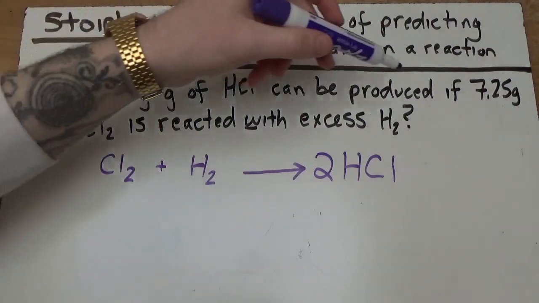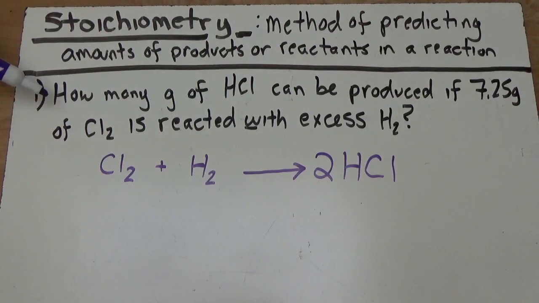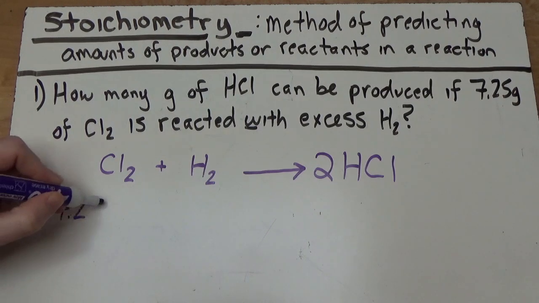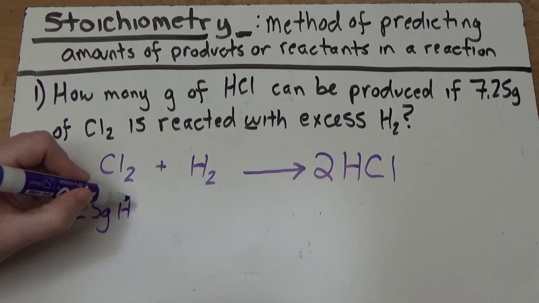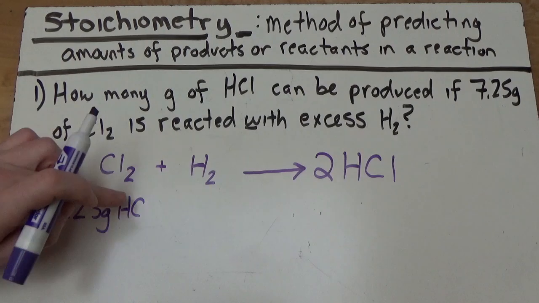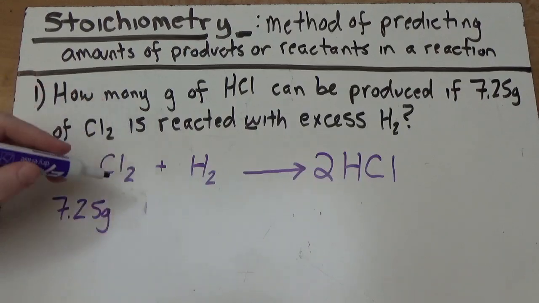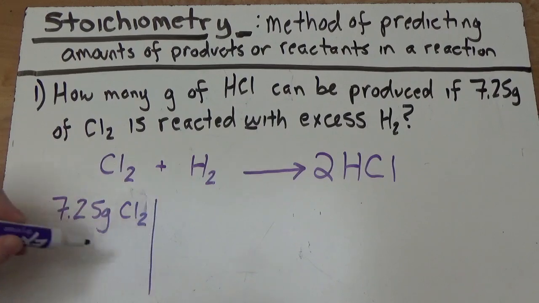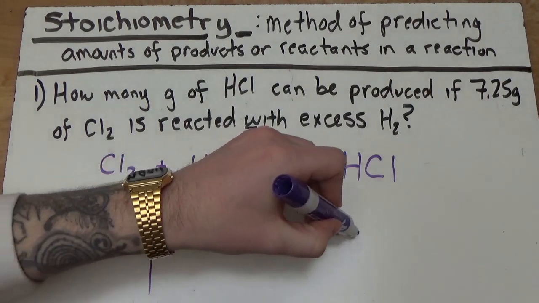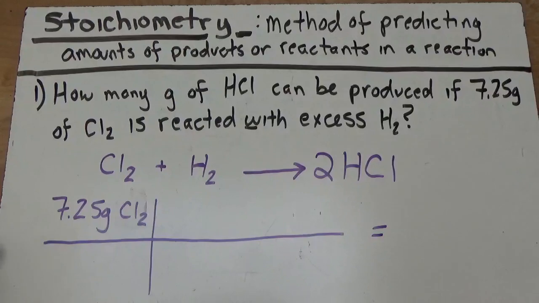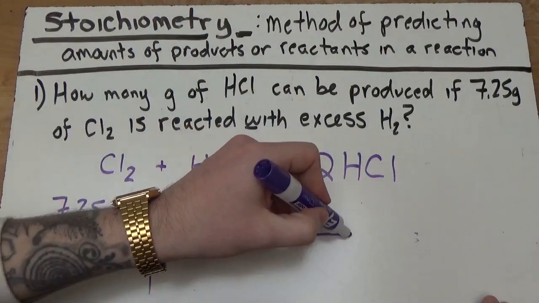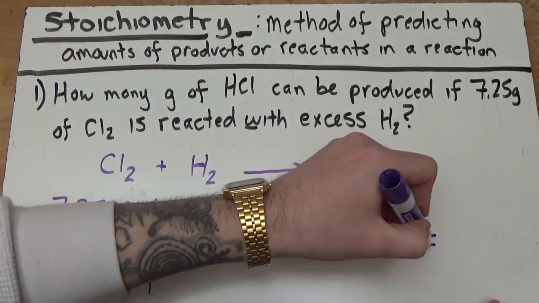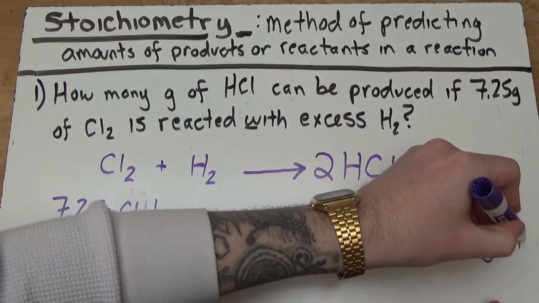Now, in order to figure out the exact answer to this problem, we're going to use this balanced equation as well as a series of conversions. We have 7.25 grams of Cl2. And set up my conversion. And at the end of the day, I'm going to want grams of HCl.